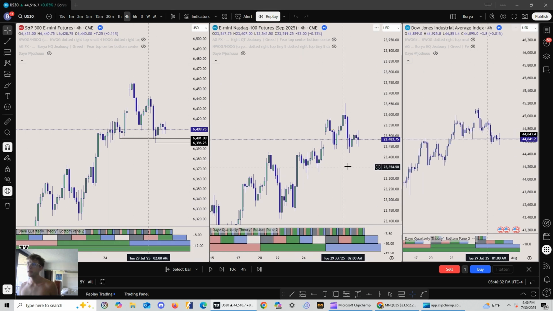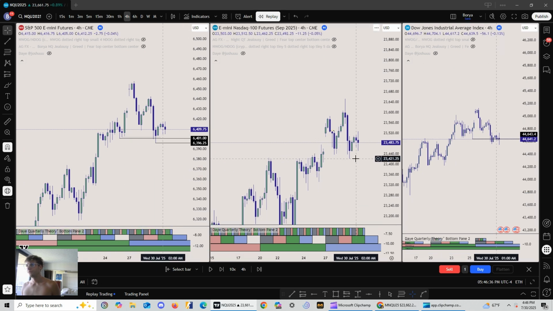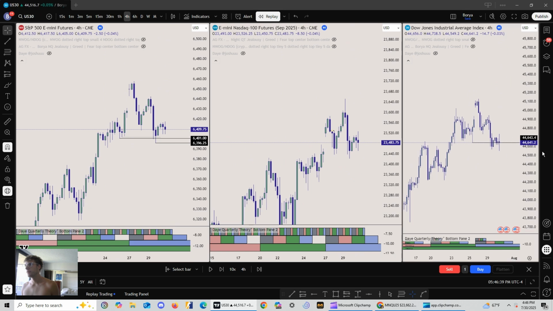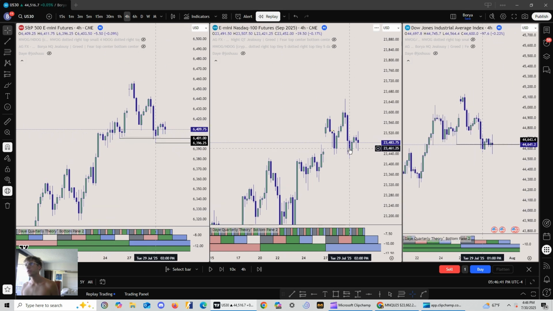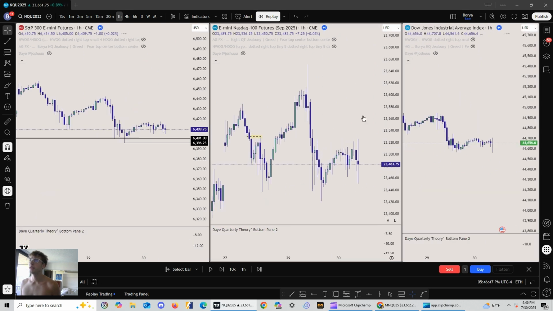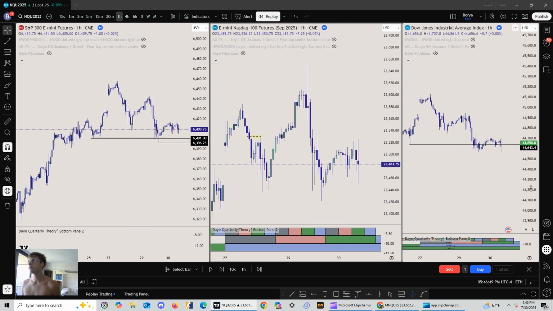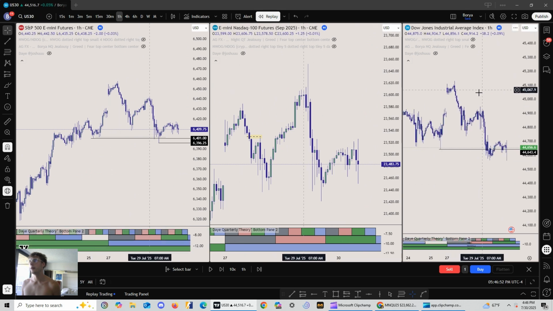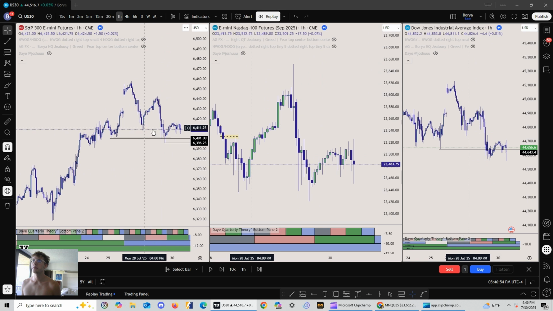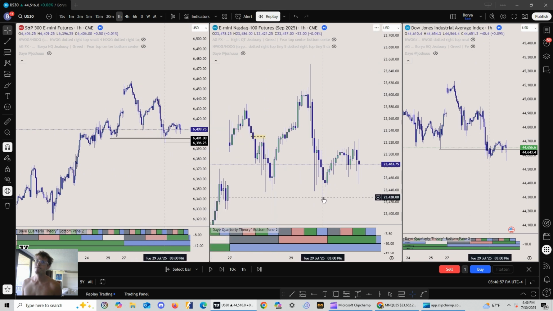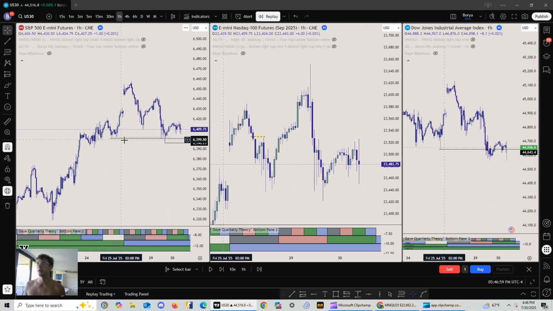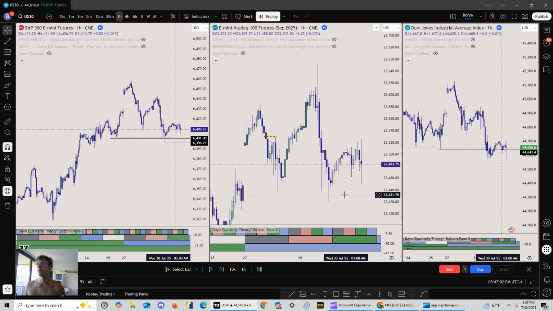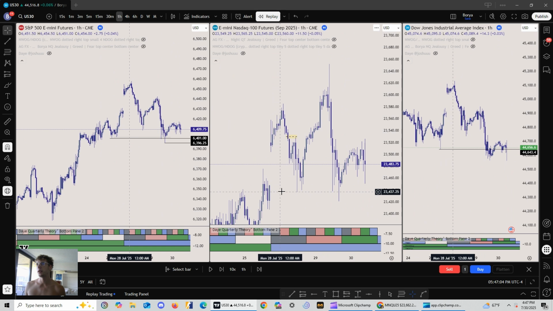Sometimes you would expect liquidity to be swept here and there, but for the most part, nothing really on the 4 hour. We had the weekly low. We swept the liquidity on all three. One thing to note is Friday was swept as well on ES and Dow, but Friday was not swept on Q.